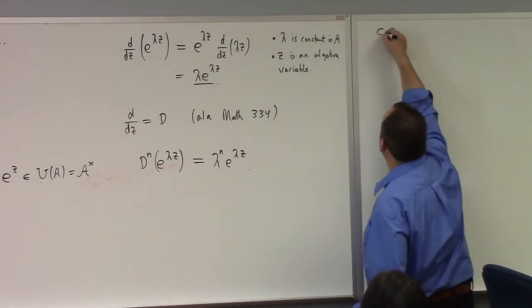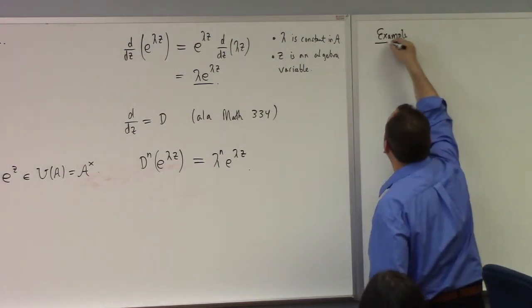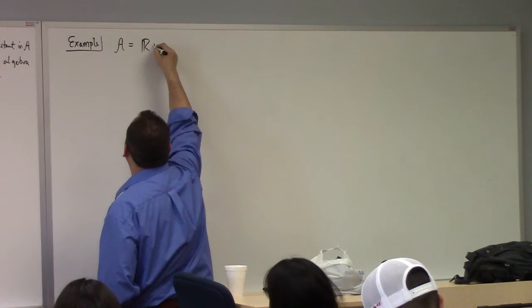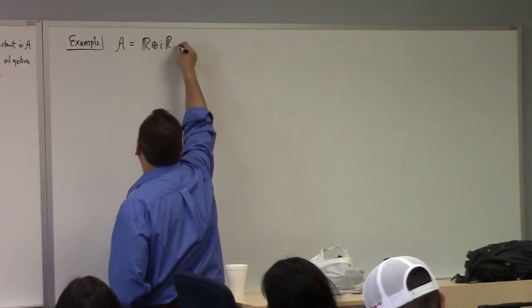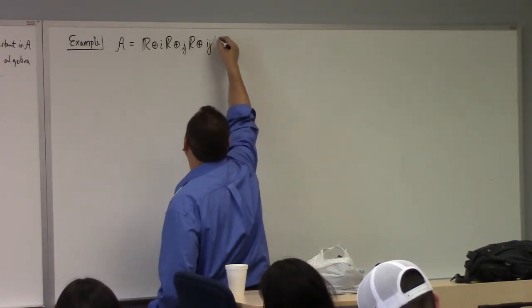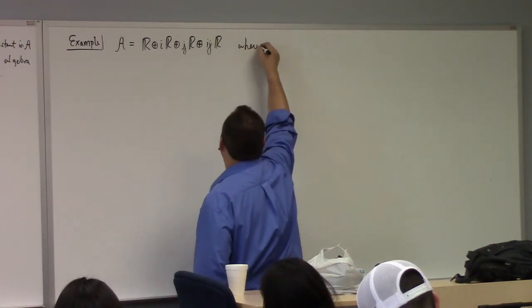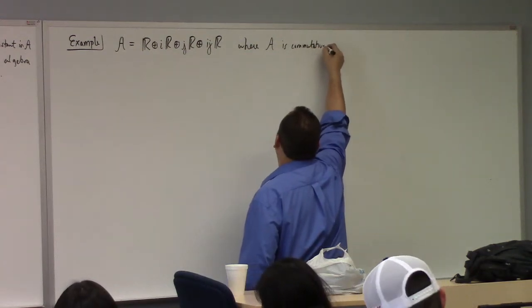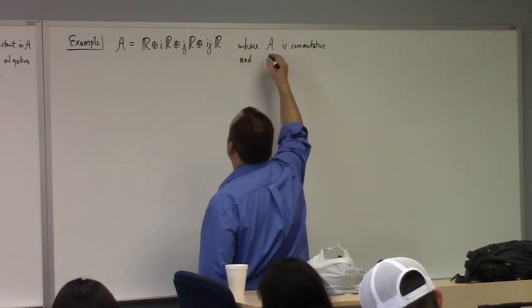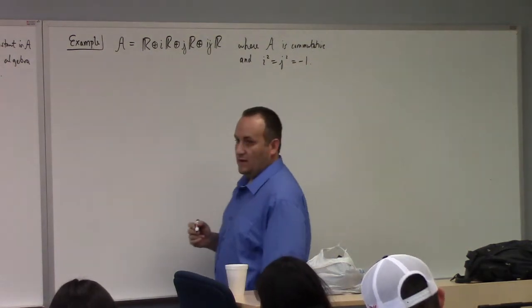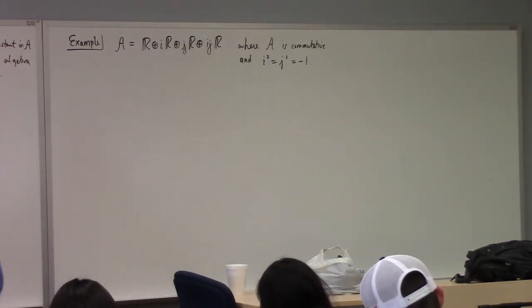So let's look at an example. Let's look at the algebra which is kind of interesting: A equals the reals, direct sum with i times the reals, direct sum with j times the reals, direct sum with ij times the reals, where A is commutative, and i squared equals j squared equals minus 1. This notation, the plus with a circle, means the direct sum decomposition. It says that the things that you're adding together are independent.